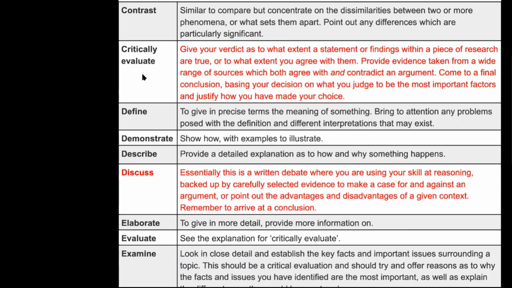Critically evaluate is: give your verdict as to what extent a statement or findings within a piece of research are true, or to what extent you agree with them. Okay, so you're asked to critically evaluate something. You provide evidence that both agrees and contradicts an argument, and come to a conclusion. But my shorthand for this is, when I see critically evaluate, I just see give something a score out of 10 with words.